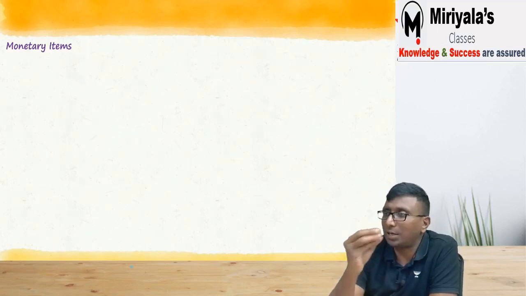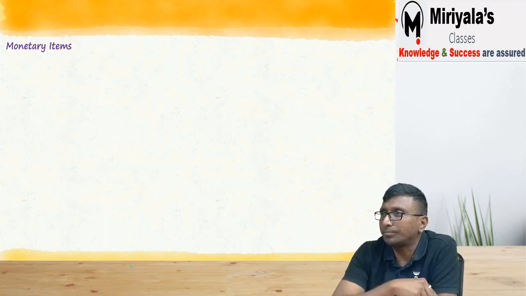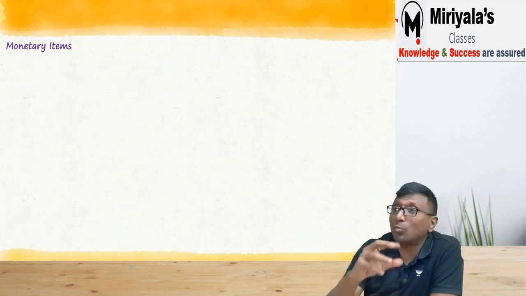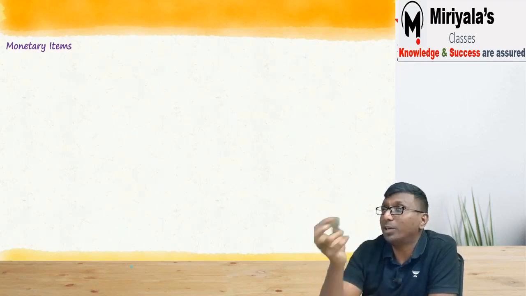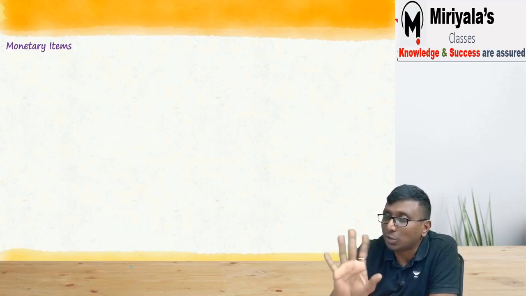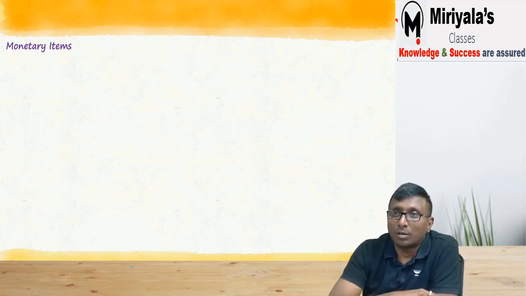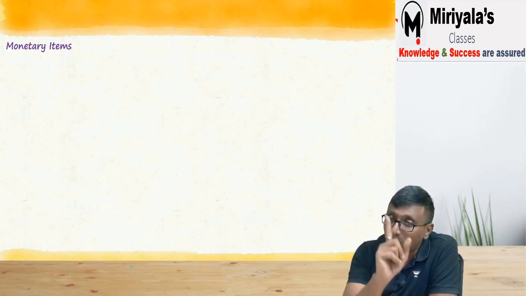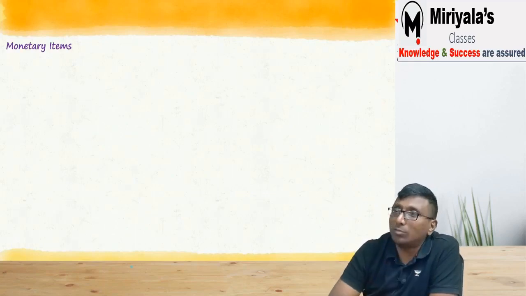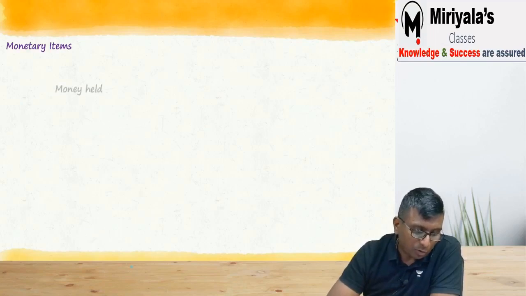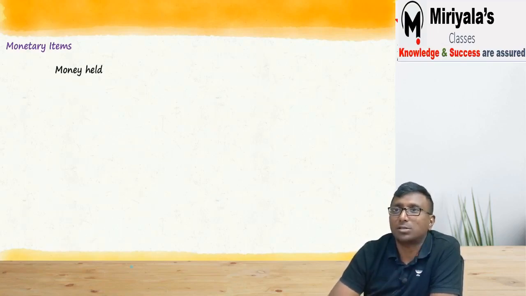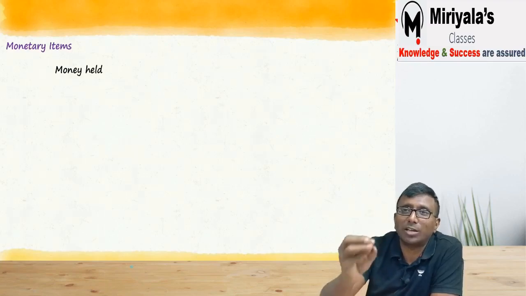Cash. Money held is a monetary item, no doubt. Exactly, perfect. Receivable and payable in cash. Money only, not money's worth. If someone says, sir, I am supposed to pay in goods, that is money's worth, no. Money only payable or money only receivable. Perfectly told. First is money held. That is cash. Cash and cash equivalents are monetary items.